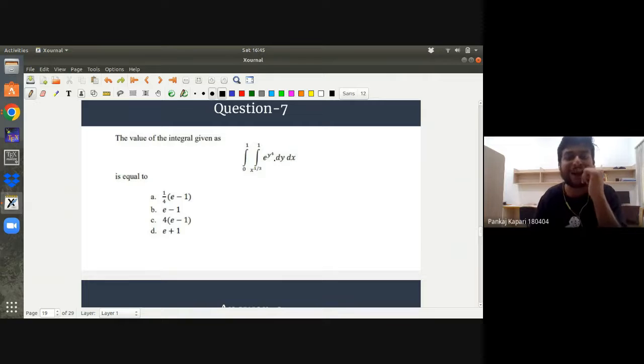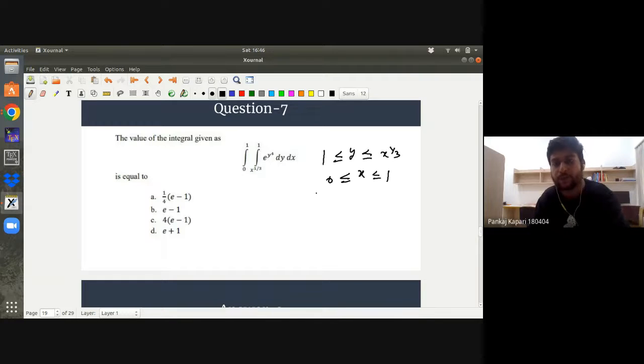So for finding such an integral, or any double integral, first always observe what our domain of integration is. Domain of integration means first draw the domain of integration in the xy plane, and by that I mean that you have to find the part of the plane where your x and y can vary. For example, here y can lie between x to the power 1/3 and 1, and then x lies between 0 and 1.